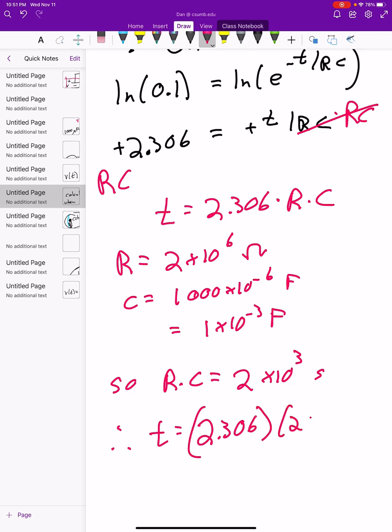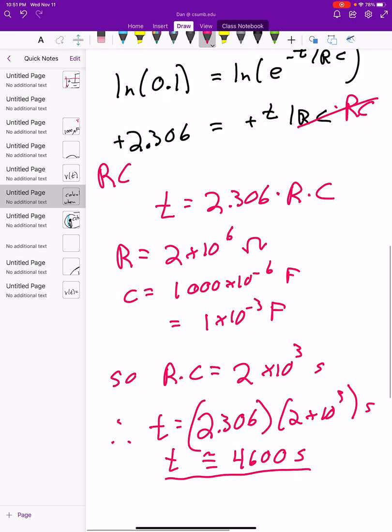So therefore, the time it takes for this voltage to drop to 1 volt is going to be 2.306 times 2 times 10 to the 3rd seconds, which is going to be about 4,600 seconds, or 4,612 seconds. So it's going to take quite a while, but this is a big resistor and a big capacitor, so charge doesn't move all that fast to leave that capacitor and get to the other plate of that capacitor.